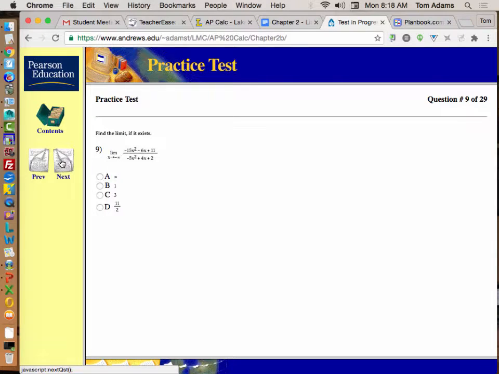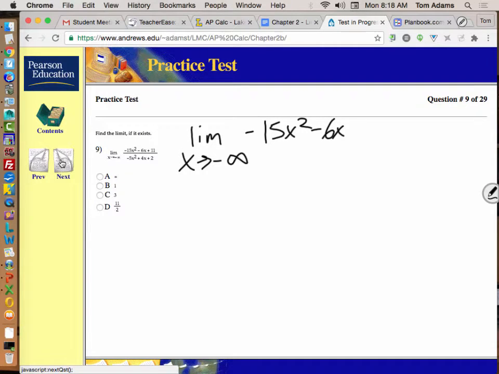Okay, this is a good one. Number 9, this is easier than you think. It says the limit as x approaches negative infinity. All right, so now watch this. Negative 15x squared minus 6x plus 11 all over negative 5x squared plus 4x plus 2. Now this one you can almost solve intuitively.